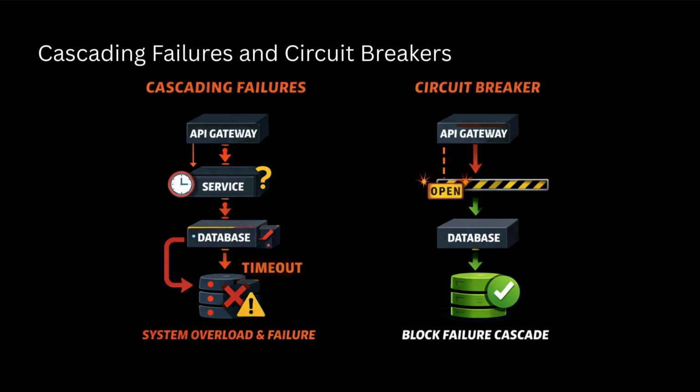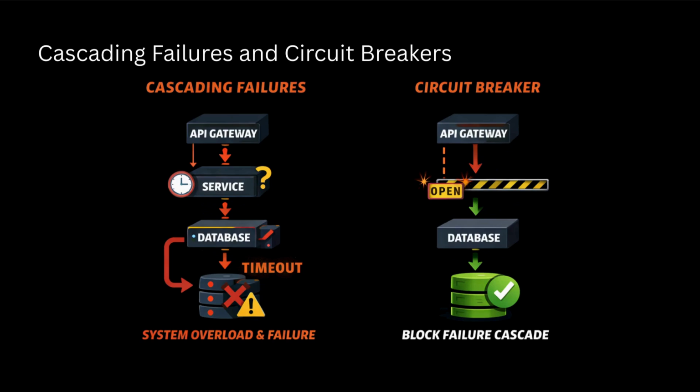But what happens if one of these downstream services becomes slow or completely unresponsive? If every incoming request keeps waiting for that failing service to reply, your threads will hang, your resources will exhaust, and your entire system can cascade into a total failure. This is where the circuit breaker pattern becomes essential.